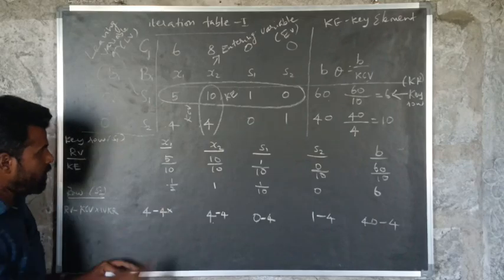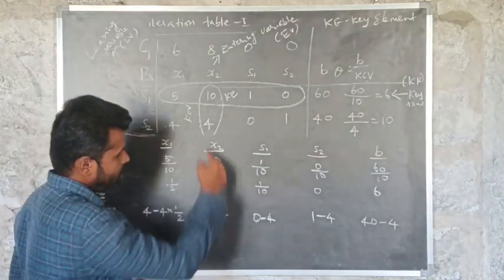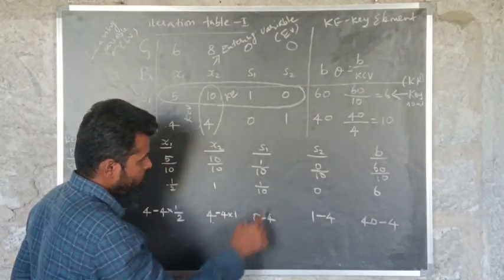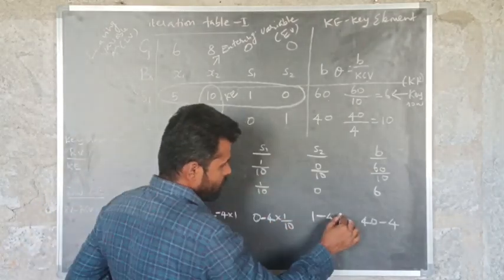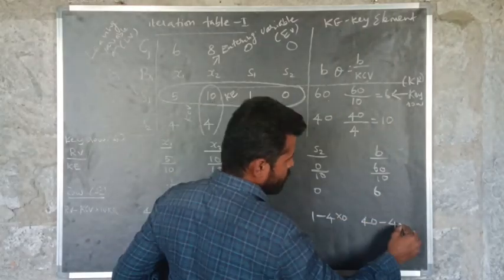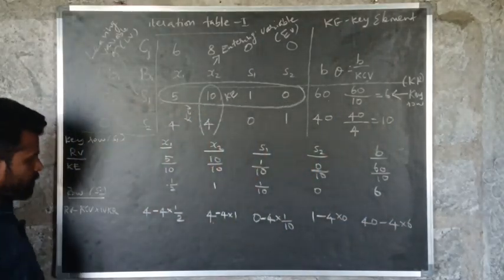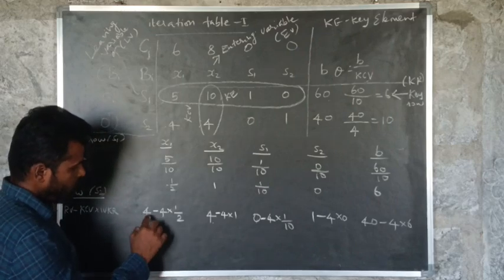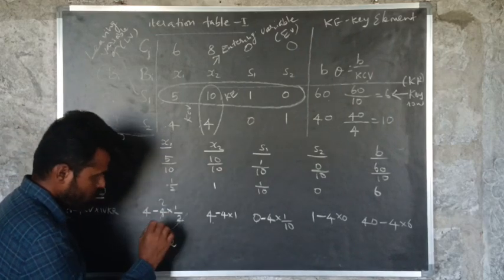For the respective x1, what iterated value did we get? 1 by 2. For x2, what iterated value did we get? 1. For s1, you get 1 by 10. Here 0. Here 4 into 6. When you simplify, what will we get here? 4. When you strike out here, 2. 4 minus 2 will get 2.